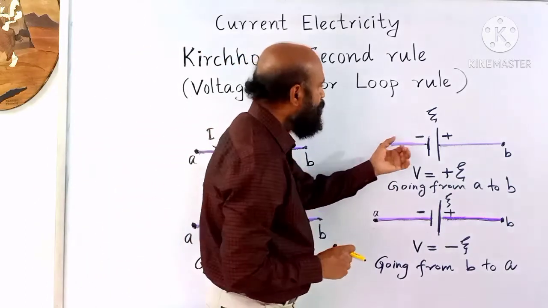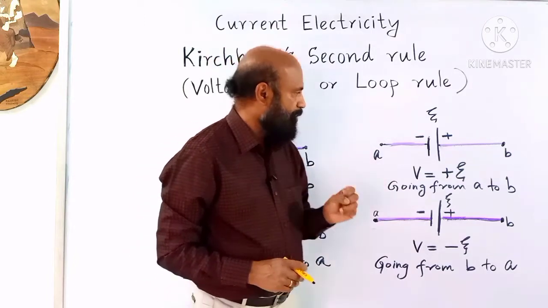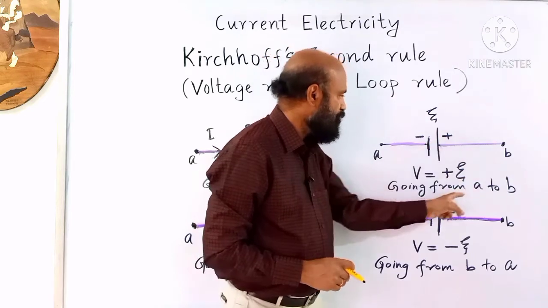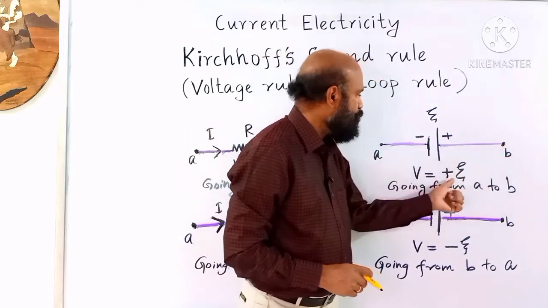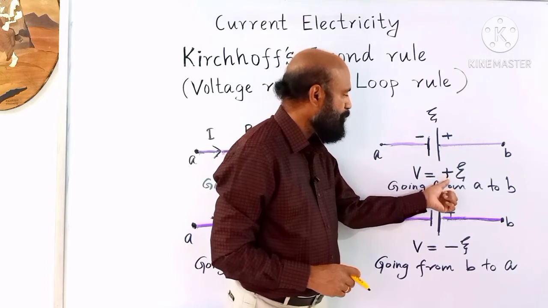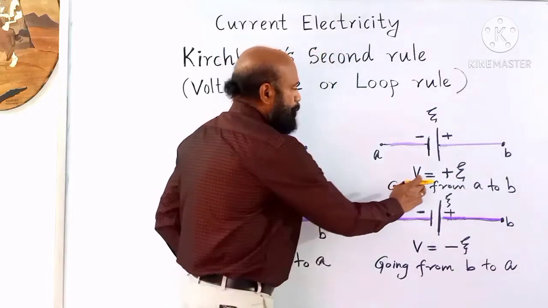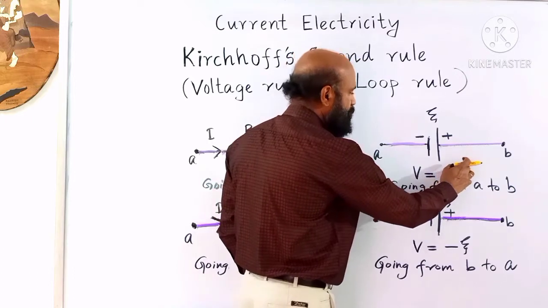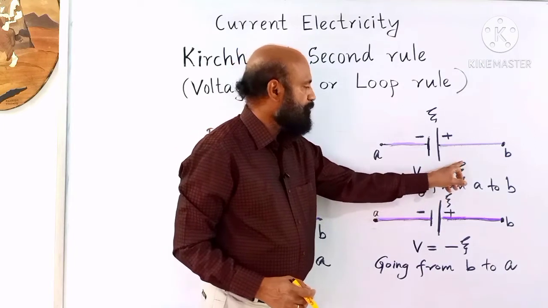Here, the rule for EMF: a cell will be sending current from the positive terminal to the negative terminal. This is the direction of the current. Suppose you are going from A to B, it is to be taken positive. So V is equal to plus psi. So it is positive.